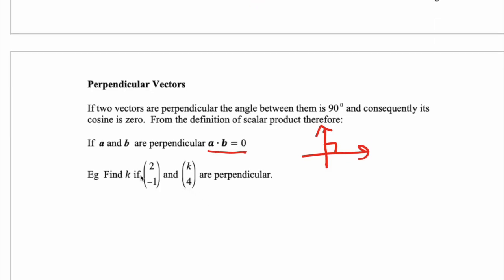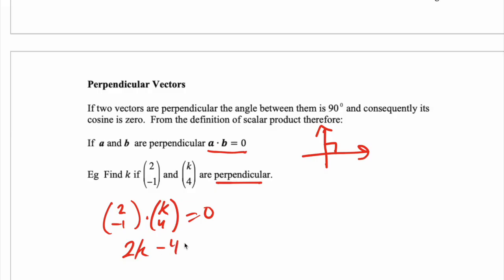Like here, you want to find K, and we know it's perpendicular, then we just have 2, negative 1 dot K, 4 equals 0, and then solve for K. 2K minus 4 equals 0, 2K equals 4, K equals 2.